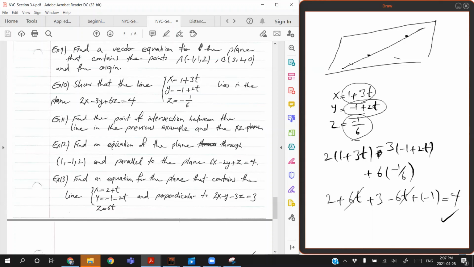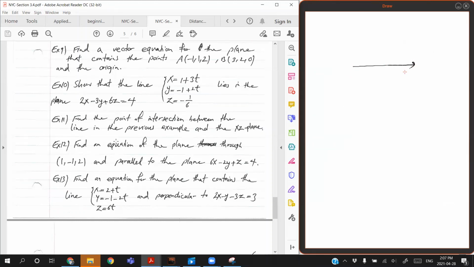Example 11. Find the point of intersection between the line in the previous example, so this line, and the plane XZ. So let's say this is XYZ, and the plane XZ would be this floor here. And if you have a line, that line can intersect with the plane XZ at some point. How do you find that?